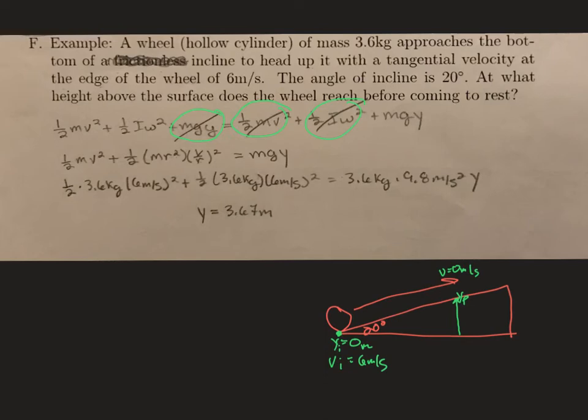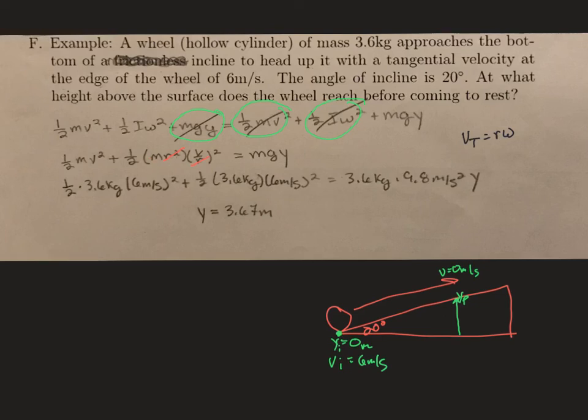We also have to remember, we can say v tangential equals the radius of the wheel times the angular velocity. So I replaced our angular velocity with v over r. I also looked up the moment of inertia equation for a hollow cylinder, which happens to be mr squared. When we distribute this square, we end up with the velocity squared over the radius squared, which allows me to cancel out the r's. I'm left with just the velocity squared times the mass.